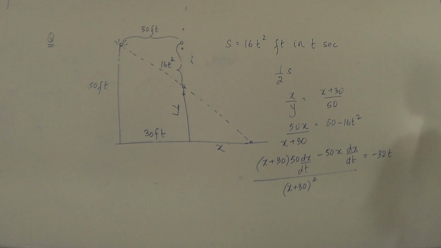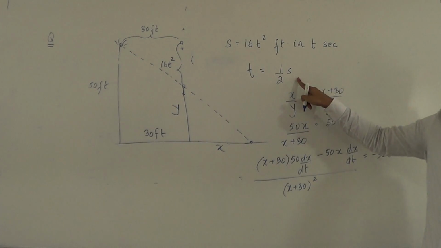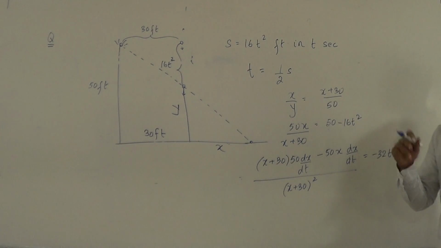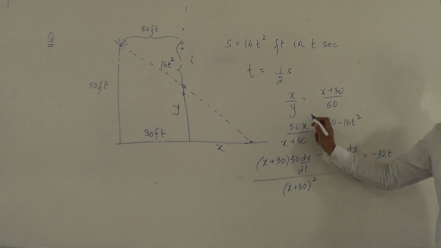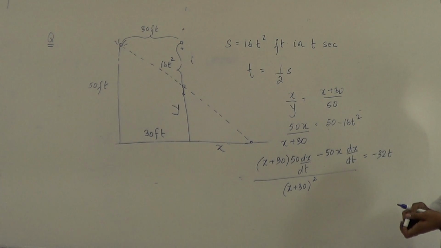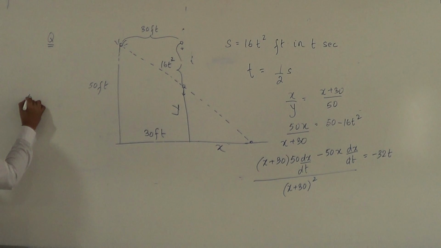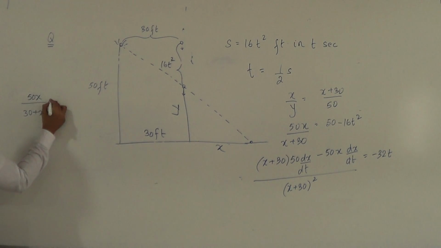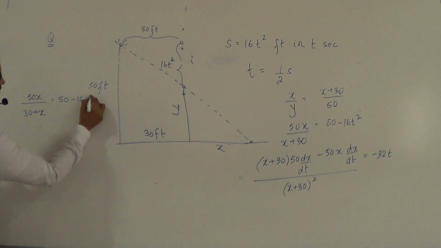Now remember, I want to find dx by dt at which instant? At the instant when t is half. Now at the instant t is half, from this equation can I find out what is x? Yeah. So let's find it out. So when t is half, 50x by x plus 30 is equal to 50 minus 16 times half square.